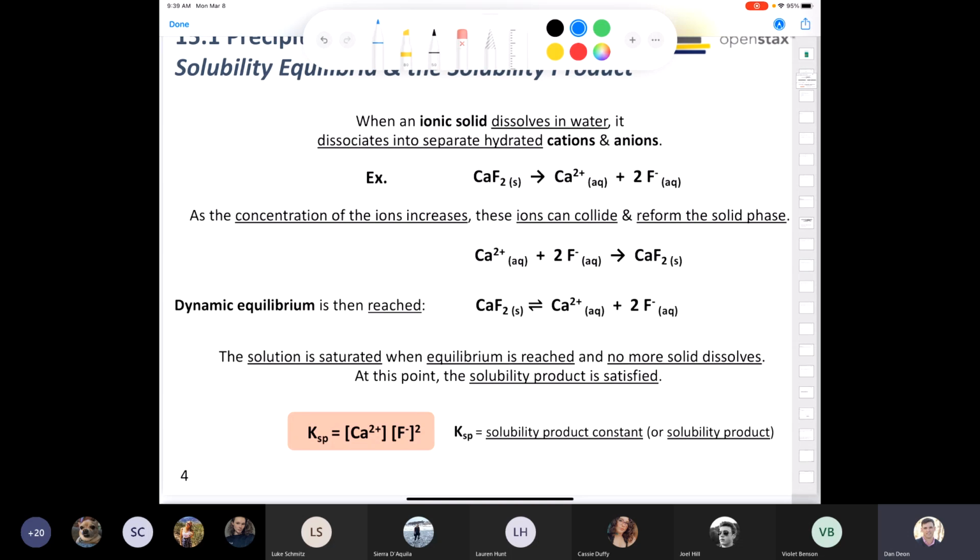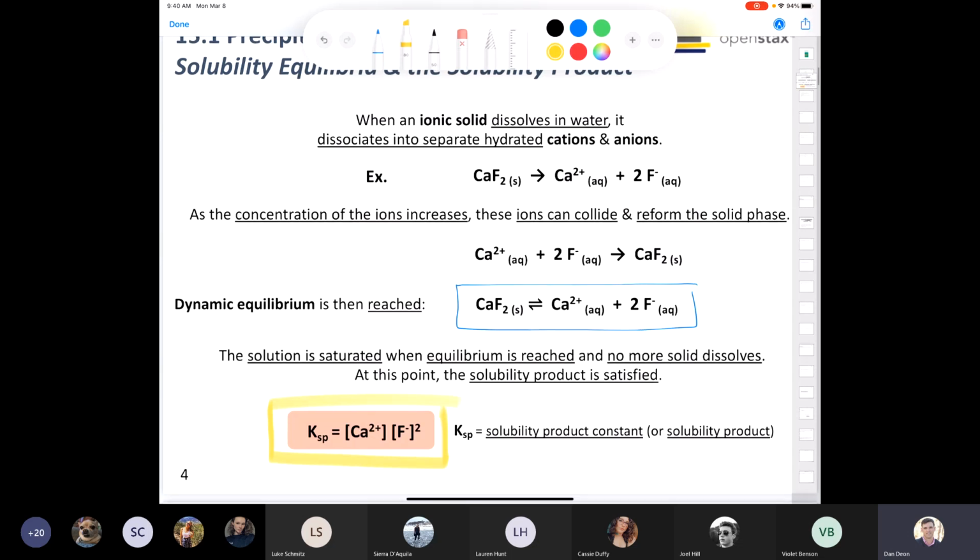So if we were going to write out a K expression for this equilibrium, the equilibrium of solid calcium fluoride in equilibrium with calcium ions and 2 fluoride ions, the Ksp, the solubility product constant, would be Ksp is equal to the concentration of the calcium times the concentration of the fluoride to the power of 2, or squared. And that's going to be a small number, right?